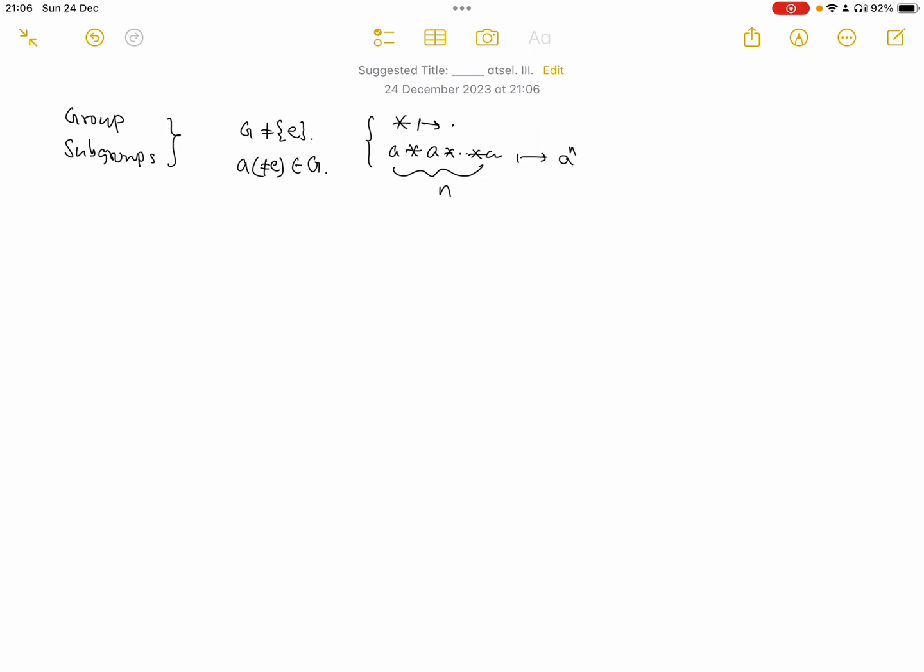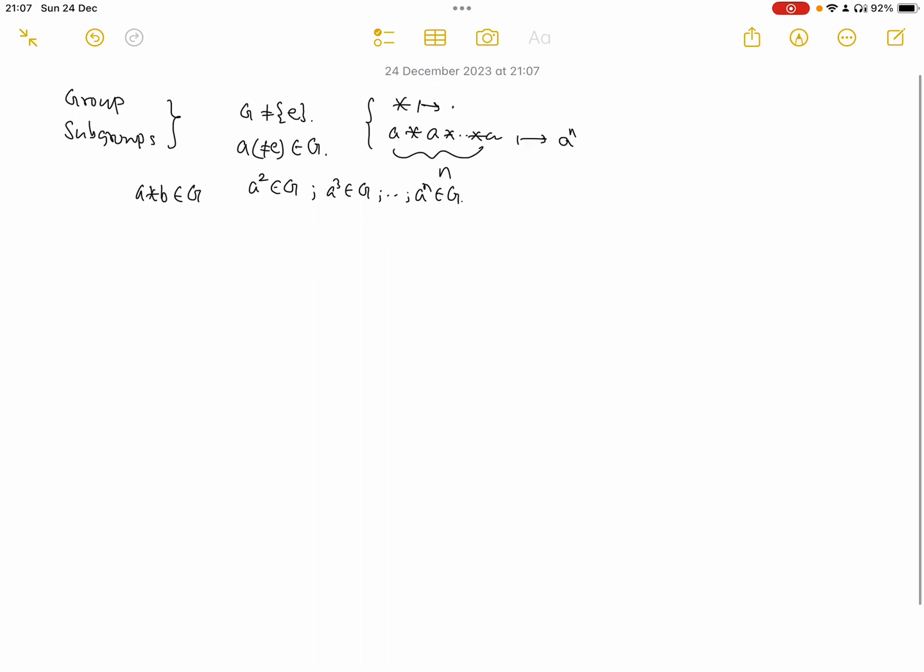So now suppose we have a non-trivial element in the group, and remember the definition of the group says that if you pick two elements from the group, their binary operation, like a star b, must also be inside the group. So if you pick a and you operate a with itself, then you get a square. So then a square will also be inside the group G by definition. Similarly, if you pick a square and a, you will get a cube. That is also in G. And so all powers of a must be in G, right?